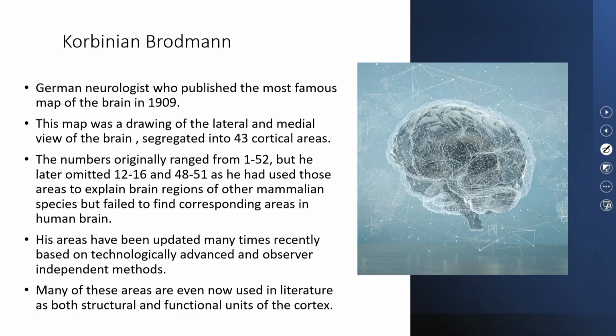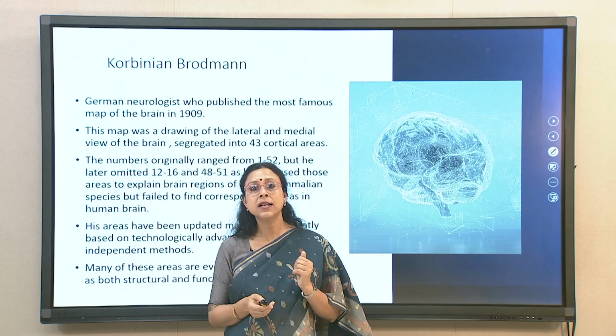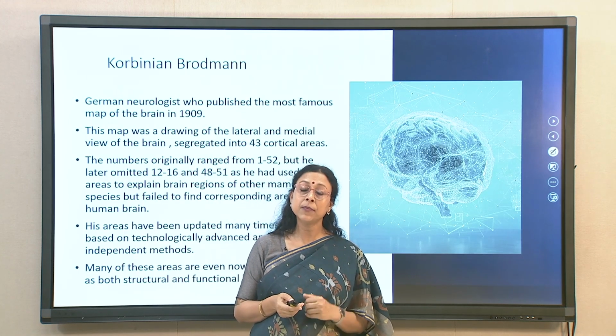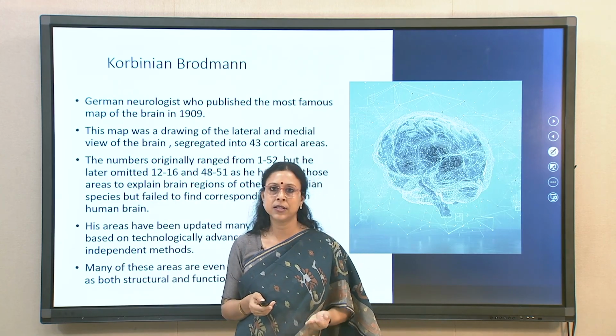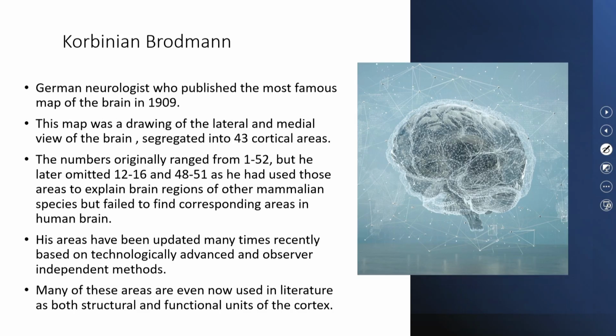Some of the regions that were found in other mammalian species were not found in humans. So, he later on deleted them from his number of areas. Finally, he had some of the areas that are still used today. Many of those areas that he gave out are called Brodmann's area. So, Brodmann's area 1, Brodmann's area 2, 3 like this. Many of them are used even today, even though with time things have changed.